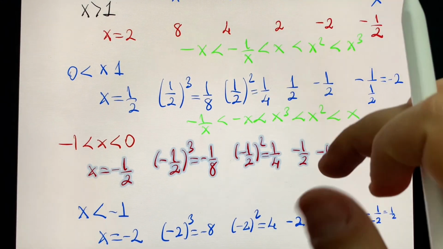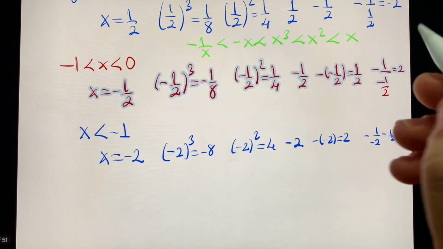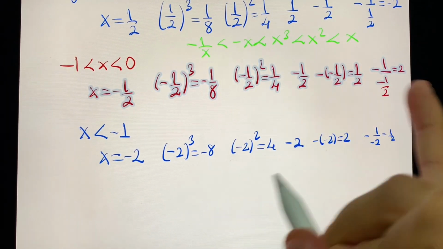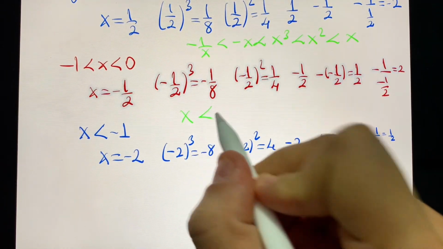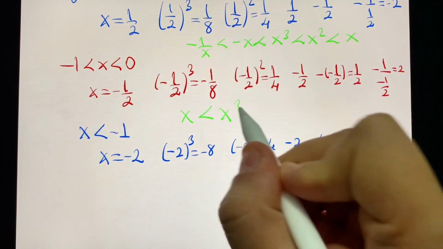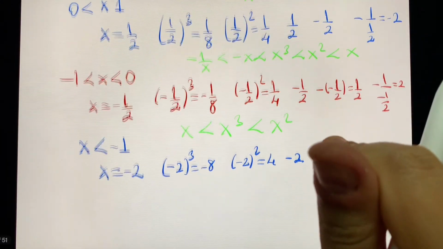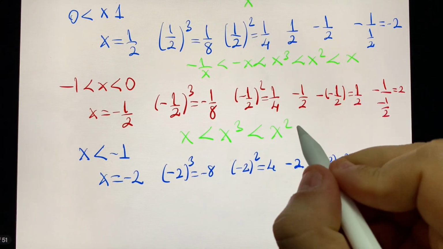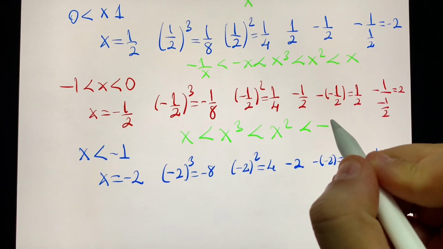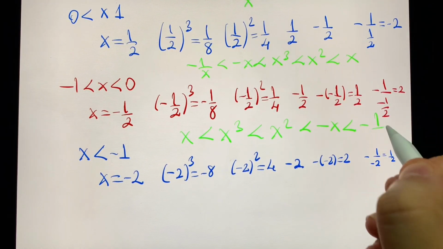Let's continue now. If we sort in this lower part, who is the smallest? X comes later, x cubed later, x squared later. What will be minus x? Then minus 1 over x.